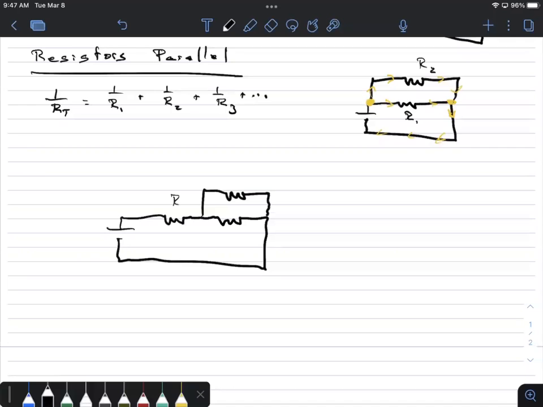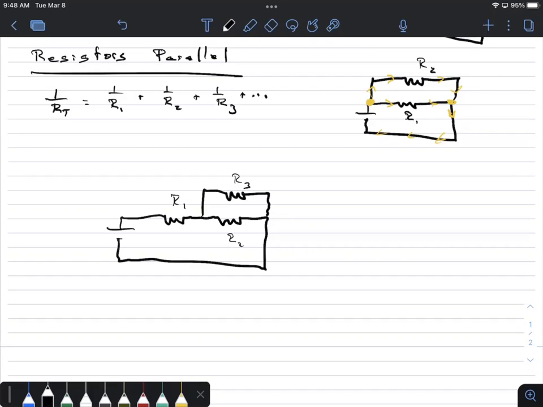And now in this case, what's going on? Well, I think it's fairly visually intuitive to see this and say, okay, it looks like R2 and R3 are parallel. And then if we combine those together, R1 will be in series with that thing. But let's make sure that's true.